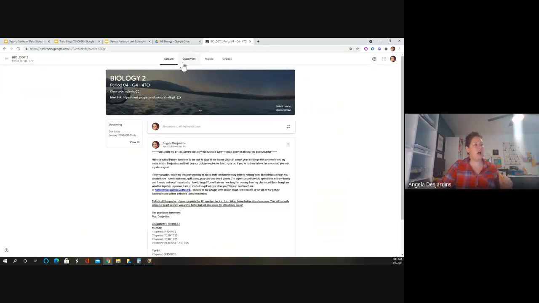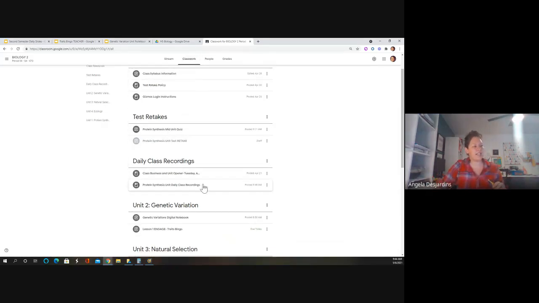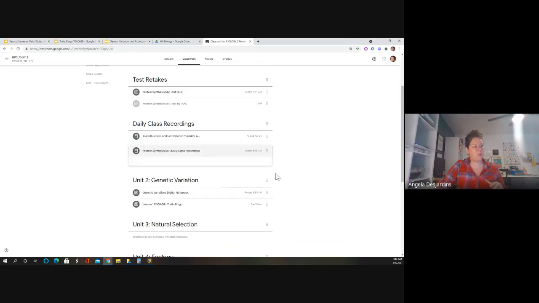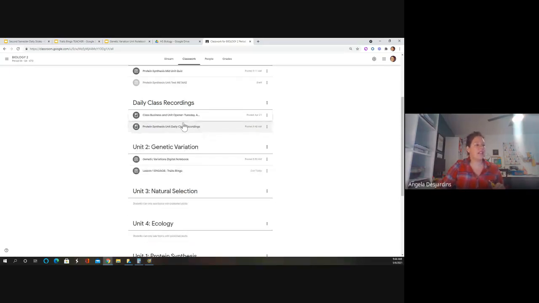protein synthesis unit, I reworked it. So now your genetic variation unit is going to sit on top. I try to put our most current unit always at the top, especially if you're looking at it in this view. And I condensed all of our recordings. So if you missed some classes and needed those, they're all right here. Open this up and you'll see all of them in order. So those are always going to be there for you. And I left our class business and unit opener, talking about syllabus information, on there too, in case you needed to go back and hear anything.